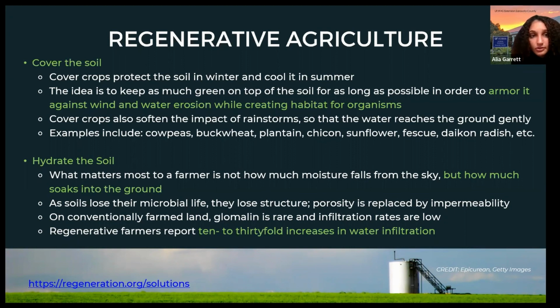So some examples of cover crops are cowpeas, buckwheat, plantain, sunflowers, daikon radish, and more. So we also want to hydrate the soil. I thought this was really interesting.